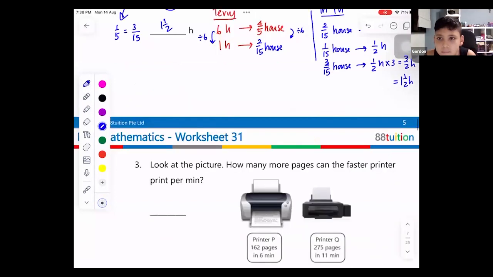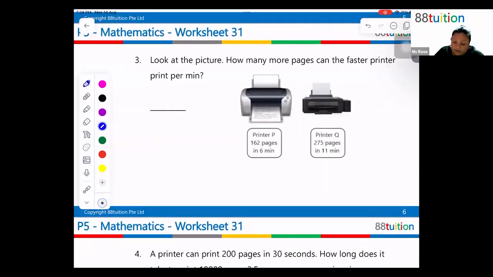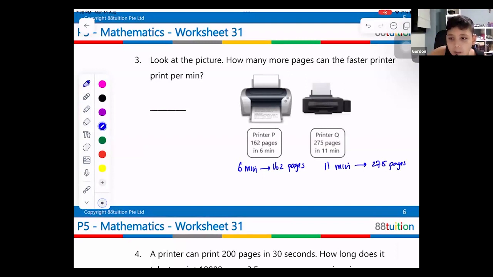Okay, now let's look at question number 3. In question number 3, you have printer P, so that means 6 minutes, 162 pages, and 11 minutes, 275 pages. Now, when we want to make comparison, you must always find based on 1 minute. So to find in 1 minute, I divide by 6, and this I have to divide by 11. I have to do the same on the right-hand side.